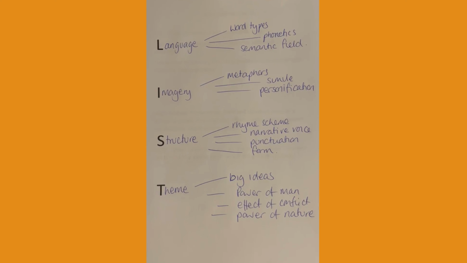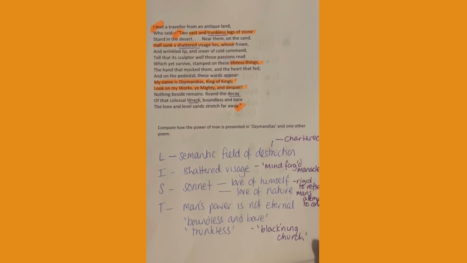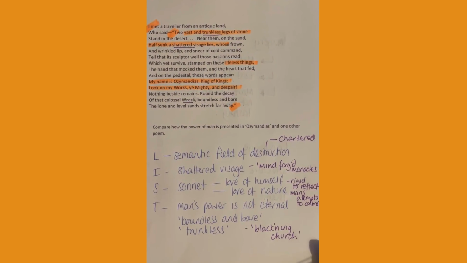And then last time out, we had a look at this as a poetry question. So starting with Ozymandias, how is the power of man presented in Ozymandias and one other poem? We discussed the idea that you need to have those poems lined up quite easily. You should know which poems go together. And so in the case of this, we are looking at London.